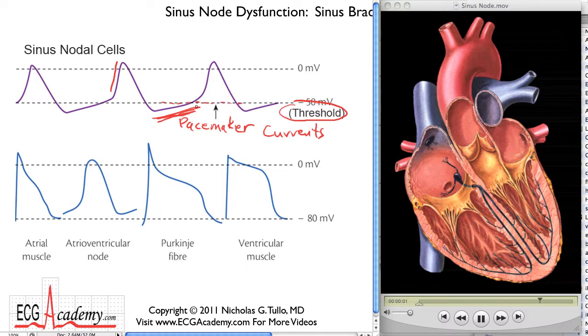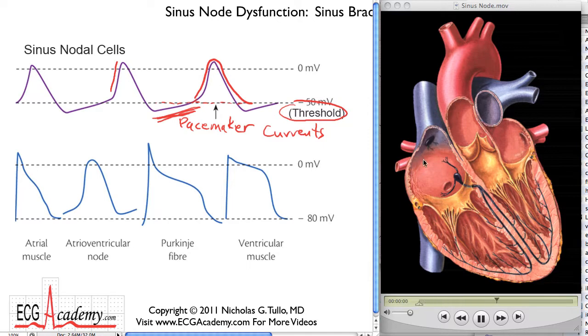So as soon as that cell crosses that threshold potential, the movement of ions into the cell occurs, giving rise to this action potential. And as that action potential is conducted to the neighboring atrial muscle cells, that's what generates the P wave, which is the atrial depolarization. As you see, this is drawn with little tiny extensions, these little fibers that connect the sinus node with the neighboring atrial myocardium.